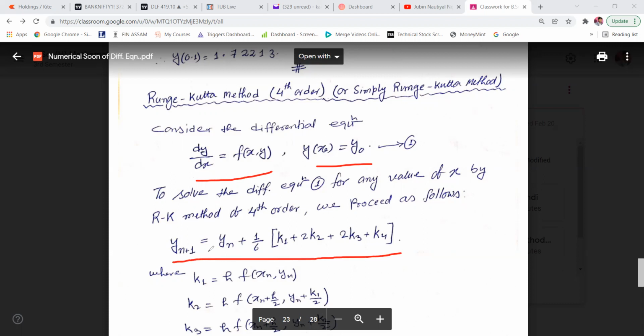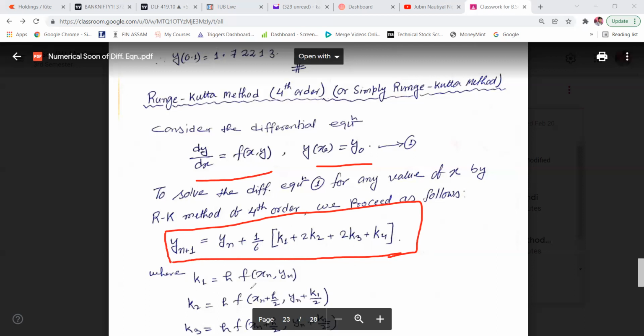y n plus 1 is equal to y n plus 1 upon 6 into k1 plus 2k2 plus 2k3 plus k4. Here this k1, k2, k3 and k4 you need to determine, you need to find out its value. So this is the main iteration equation, that is y n plus 1 is equal to y n plus 1 upon 6 times k1 plus 2k2 plus 2k3 plus k4.